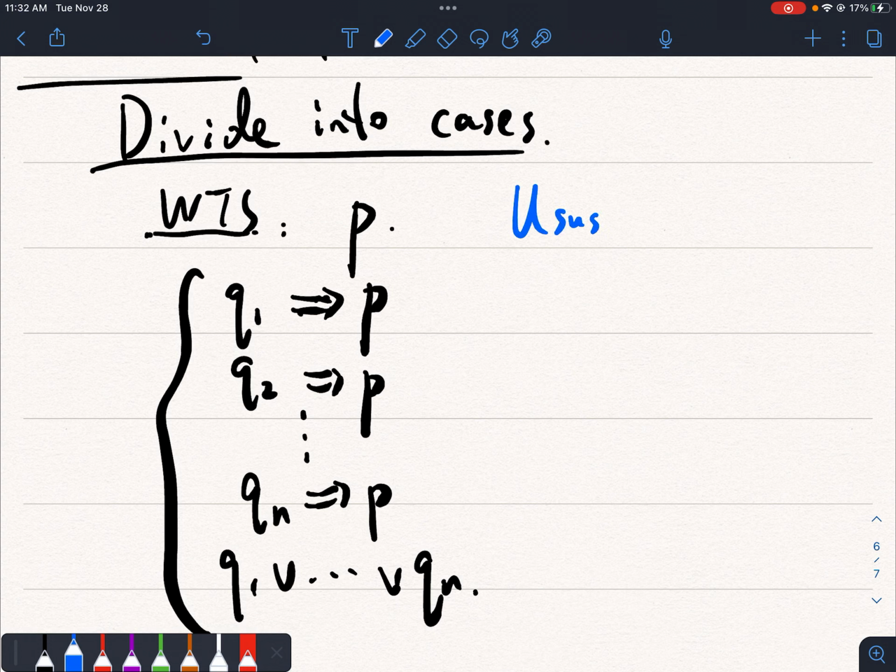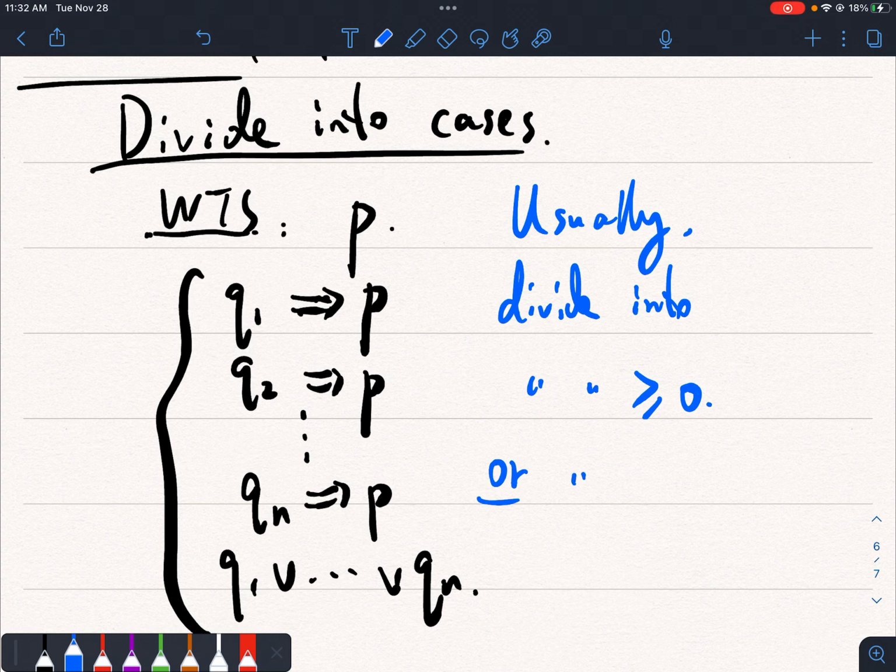So usually just divide into something bigger than or equal to 0, or something less than 0. Just these two cases will suffice. Sometimes if you have two variables, then maybe you have 4 cases. Anyway, you will see some examples later. I think that's enough for this video, and then in the next video I will talk about the quantifiers.